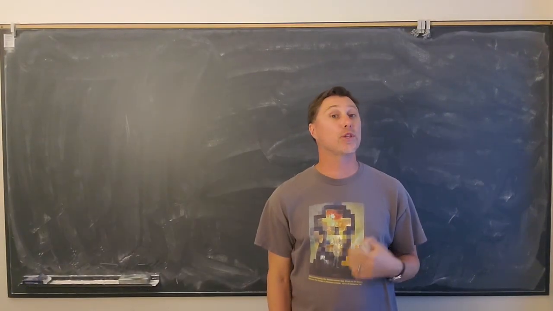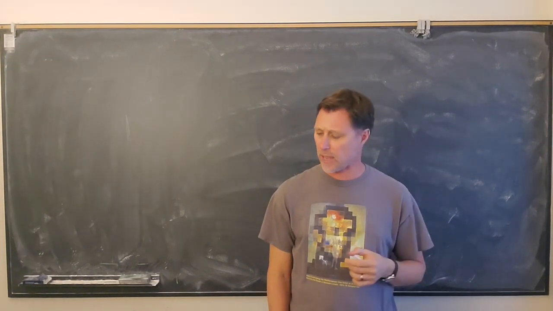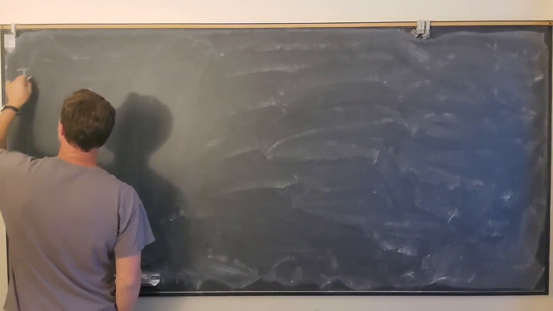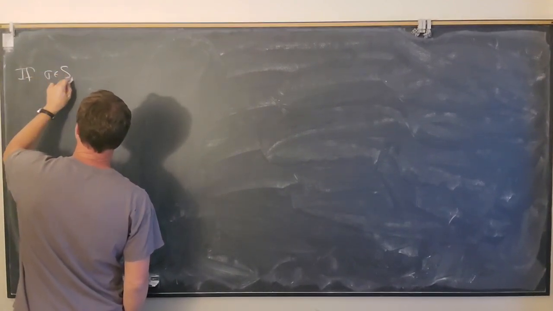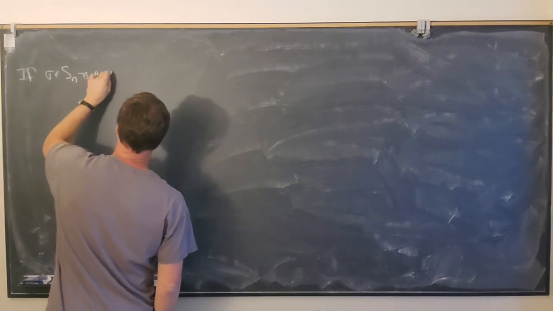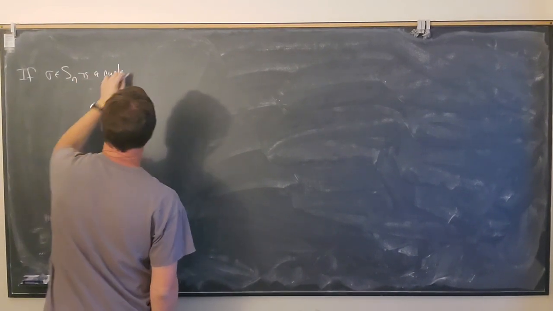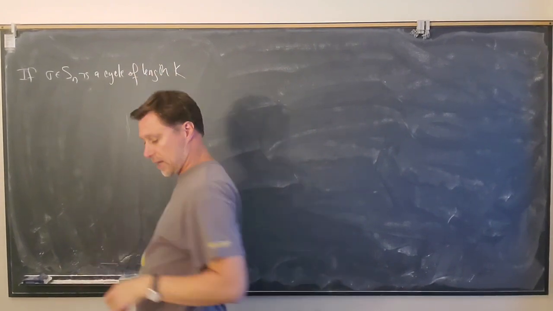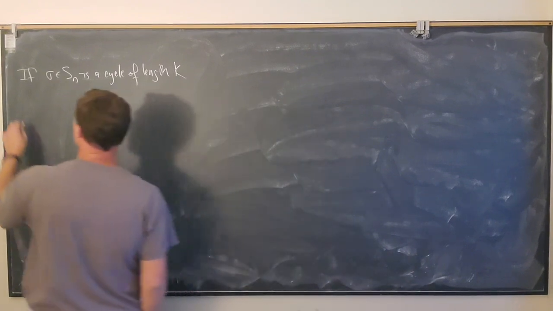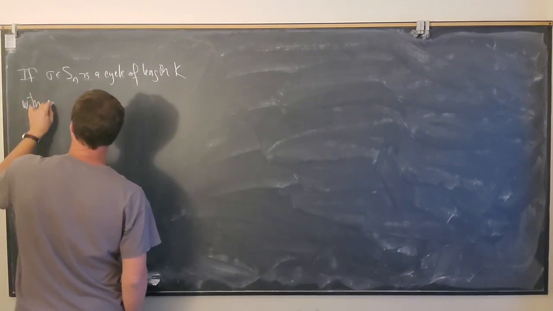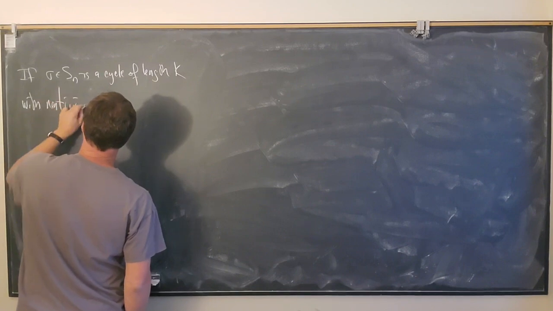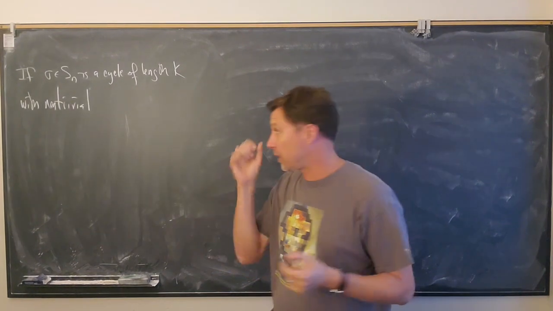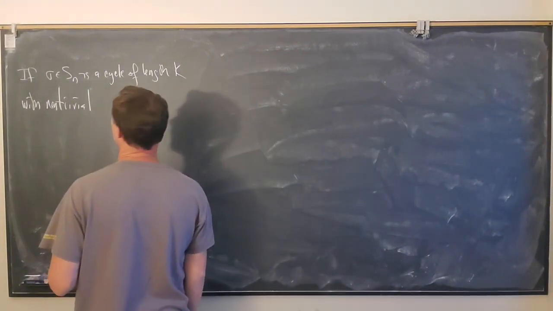Everyone, let's continue our discussion of permutation groups, and in particular cycles. We introduced this cycle notation last time, and it went something like this. So if sigma in S sub n is a cycle of length, let's say k, with non-trivial orbit, and when I say non-trivial orbit, I mean that it has more than one element in the orbit.